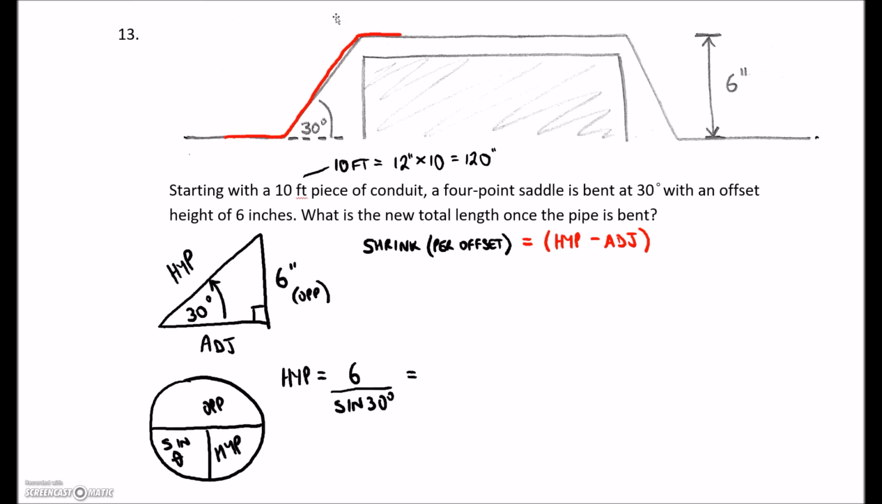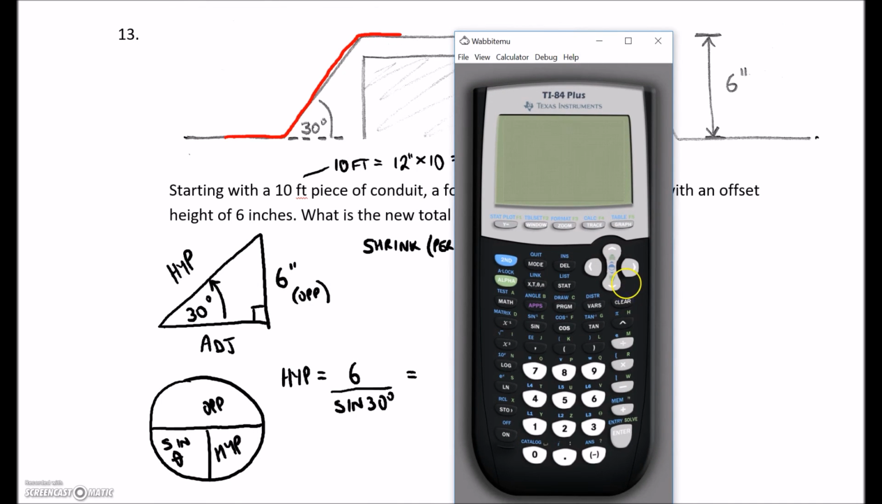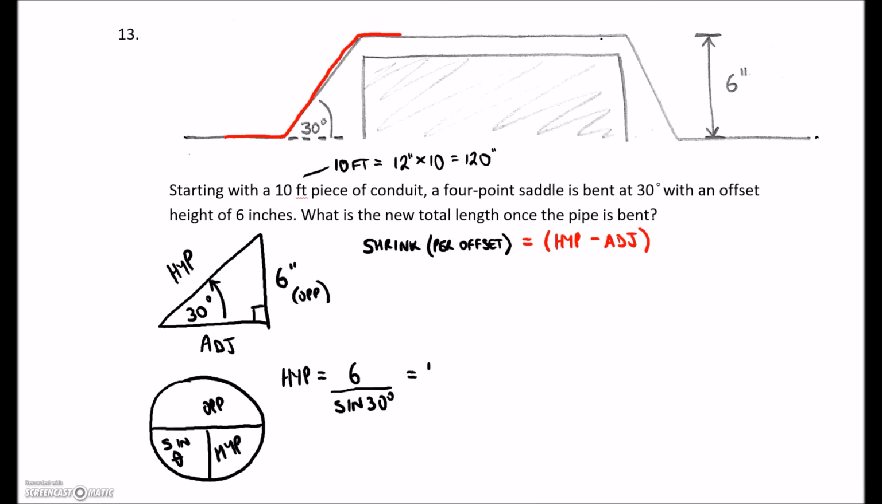Now we know that that's going to be 12, but let's just pump that into the calculator to make sure. We've got 6 divided by the sine of 30 degrees. And that gives us 12. There we go. Everything's good with the universe. We have 12 inches for this bad boy right here.